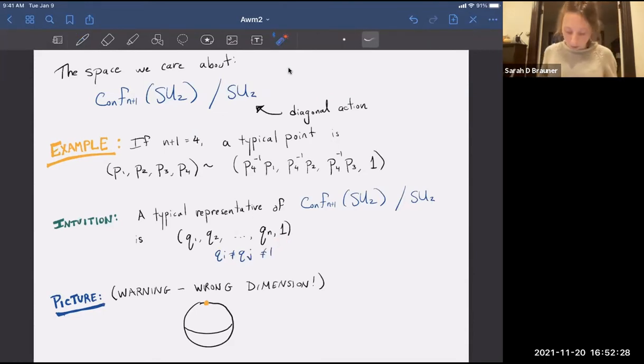What this looks like pictorially is, okay, I can't draw a 3-sphere, but let's just pretend that we're in the 2-sphere context for a second. This 1 is like the North Pole. And so what I'm saying is I'm allowed to pick n points on the sphere that are not equal to each other and not equal to the North Pole.